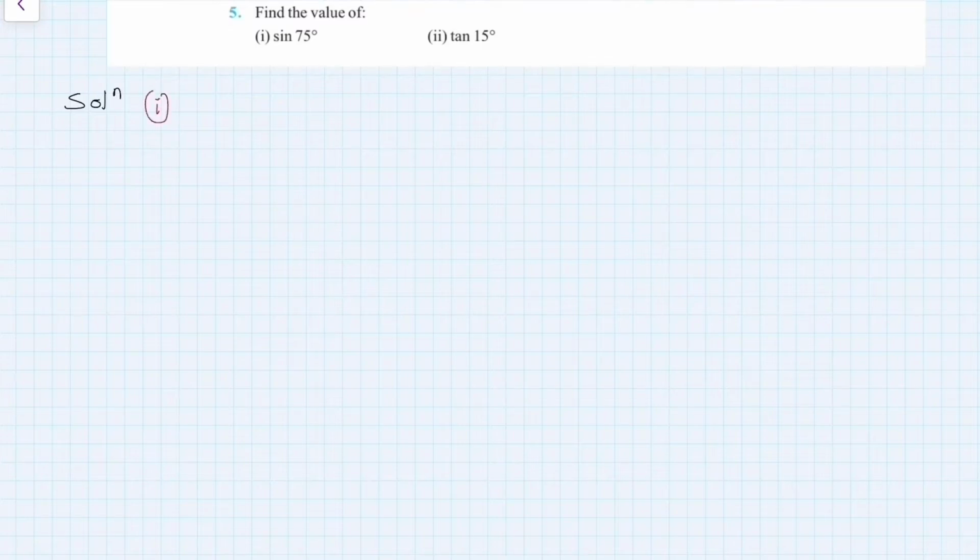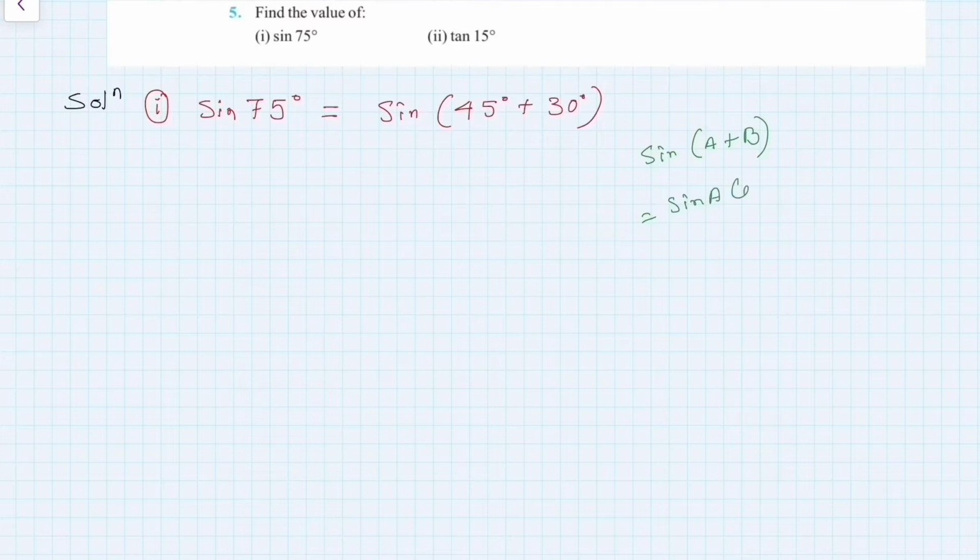Here the first one is sin 75 degrees. Sin 75 can be written as sin of the angle 45 plus 30 degrees. Now here we are going to apply this formula: sin(A + B) = sin A cos B + cos A sin B. So here we are going to use this formula.